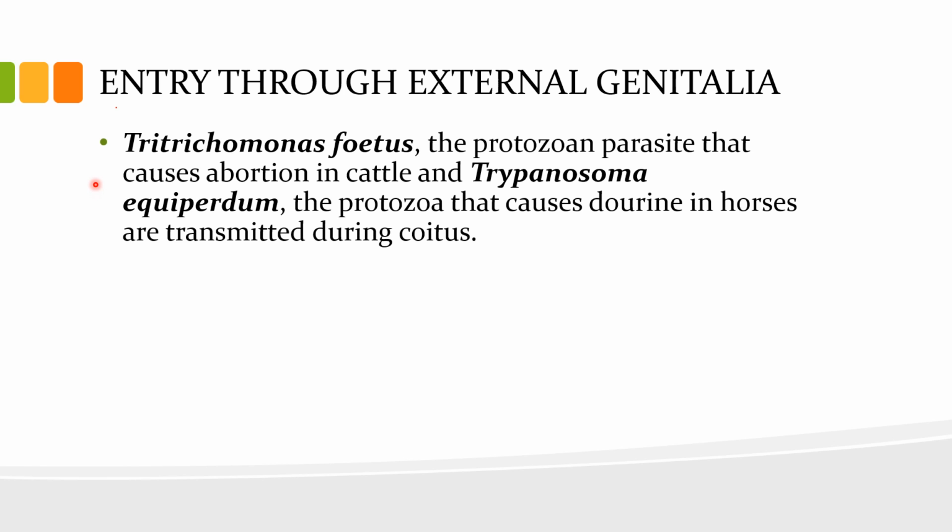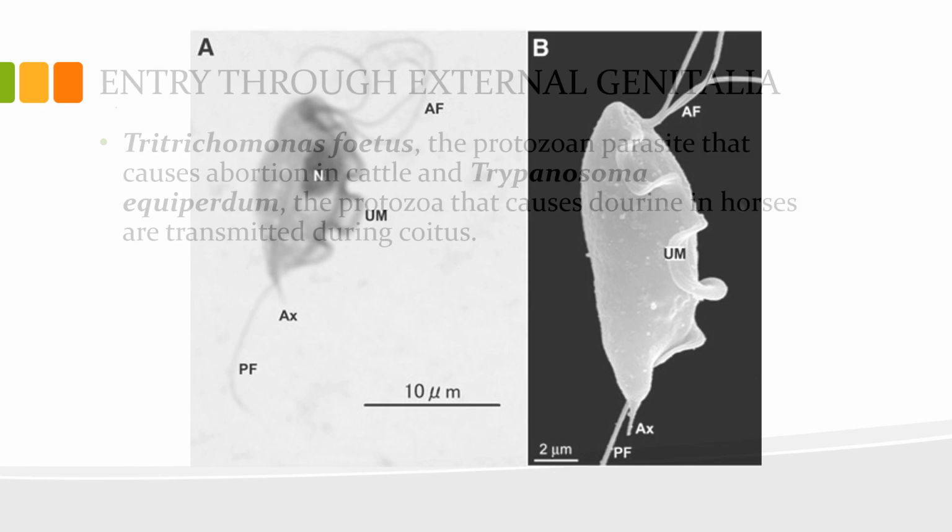Another mode of transmission is the entry through external genitalia. An example of a parasite that exhibits transmission through external genitalia is Trichomonas fetus. This parasite is a protozoan parasite that causes abortion in cattle. We also have Trypanosoma equiperdum, the protozoa that causes dourine in horses, and they are mainly transmitted through coitus.